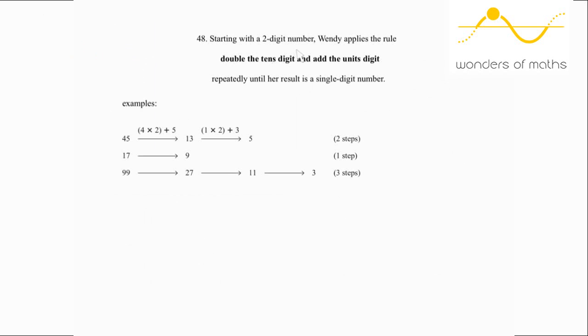Starting with a two-digit number, Wendy applies the rule. Double the tens digit and add the units digit, repeatedly until her result is a single-digit number. We've been given an example here. By reading through and making sure we understand this example, we'll familiarise ourselves with the rule and how it is applied. However, we need to make sure that we continuously refer back to the rule. Write every step down and don't be tempted to juggle everything in your head.